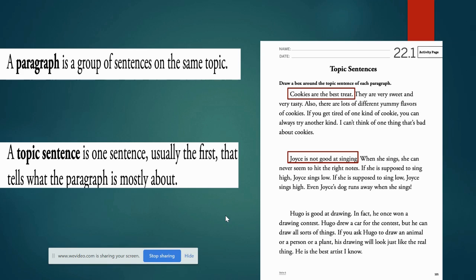Welcome back from identifying your topic sentence. We see that Hugo is good at drawing is the first sentence, and then when we read through all of the sentences, every other sentence was something that told us about how good Hugo was at drawing, and so Hugo is good at drawing is our topic sentence.